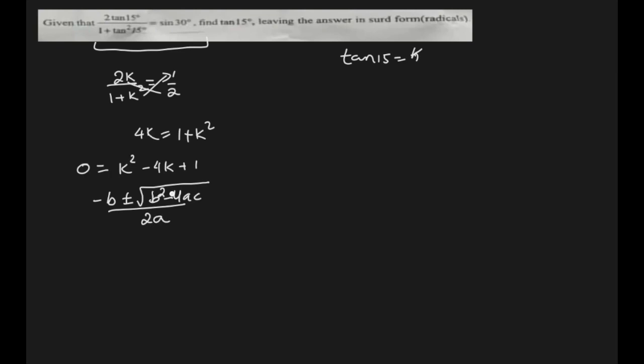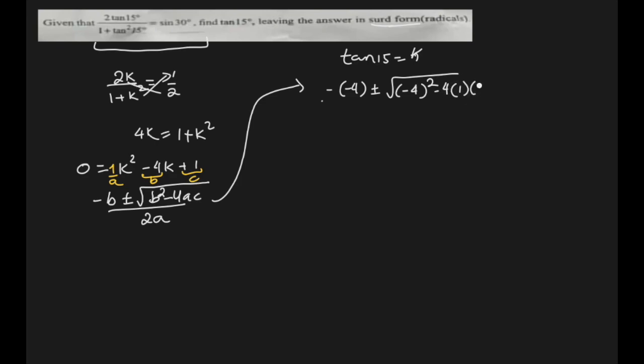We could have used our calculator also, but they have given here clearly the third form and we have to earn the marks, not just give the answer. So let's do it here. This is a 1, minus 4 is b and plus 1 is c. And this is what we're going to use here. So minus 4 plus minus square root of minus 4 square minus 4 times a c, over 2a.